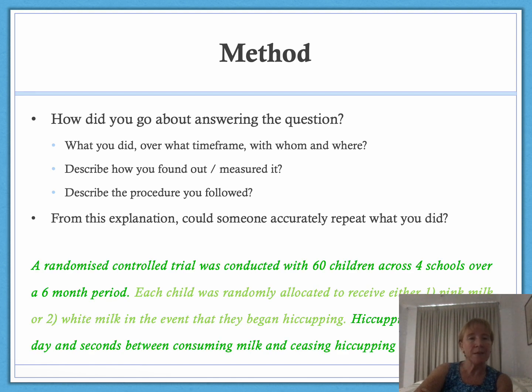So I'll give you an example again. What did I do? A randomized controlled trial was conducted with 60 children across 4 schools over a 6-month period. So I've told you what I did, over what time frame, with whom and where. Each child was randomly allocated to receive either pink or white milk in the event that they began hiccuping.